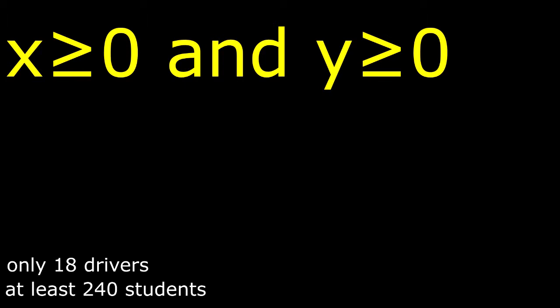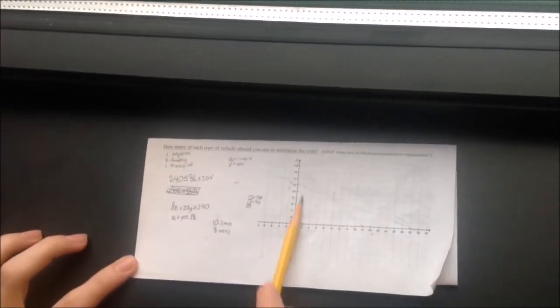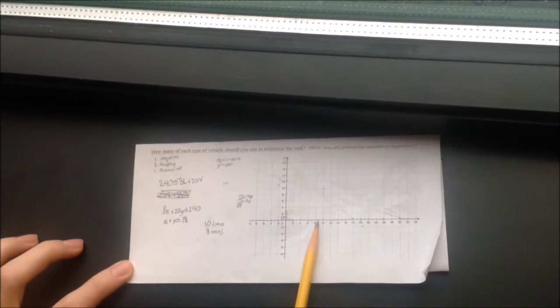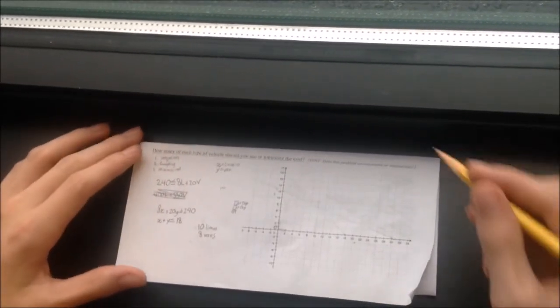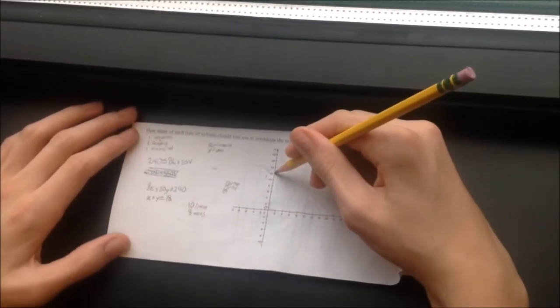The last two inequalities are real-world inequalities. For these, you can't have negative limousines or negative vans. It's just not possible in the real world. For the first two inequalities, x is greater than or equal to 0, and y is greater than or equal to 0. Those are just the x and y axis, which means that it has to be in the top right quadrant.